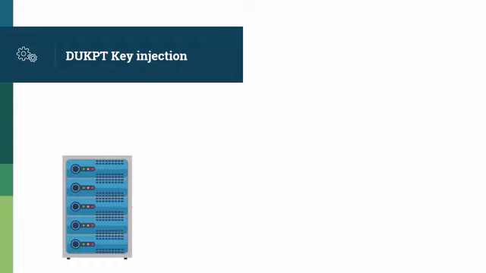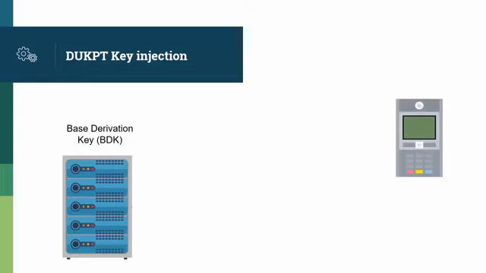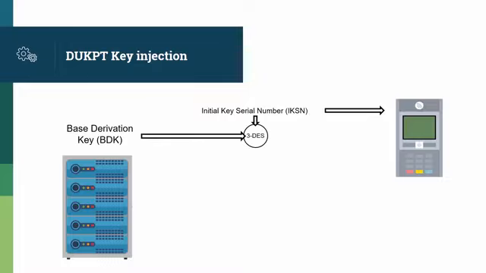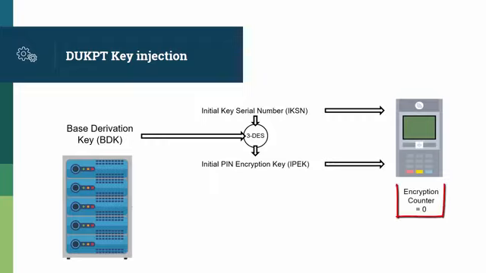So the DUKPT key injection process works like this. The acquirer has a base derivation key to be used on many terminals. An initial key serial number is generated for each terminal and is loaded inside the terminal. The acquirer uses the base derivation key and the initial key serial number to derive an initial PIN encryption key, IPEC, which is also loaded inside the terminal. And the terminal encryption counter starts with 0. The values in the middle can be forgotten by the acquirer, and the terminal is ready to go in the field.